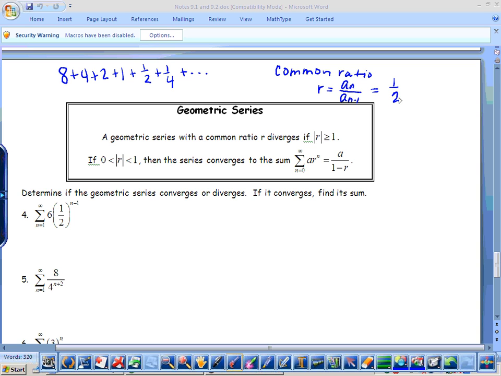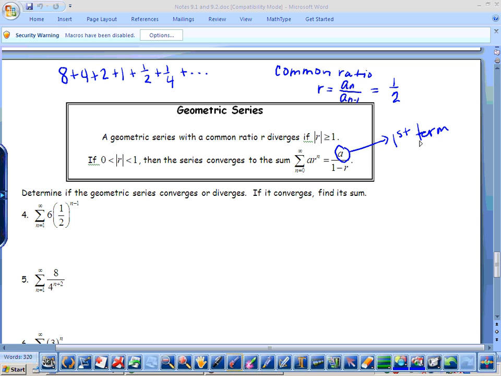So a geometric series with a common ratio of R will diverge if the absolute value of R is greater than or equal to 1, and it will converge if the absolute value of R is between 0 and 1. And if it converges, this is one of the few series where it's easy to find the actual sum, and the sum of that series is A over 1 minus R. However, you need to think of A as the first term. We'll come back to that in just a second, but that A is the first term of your series.